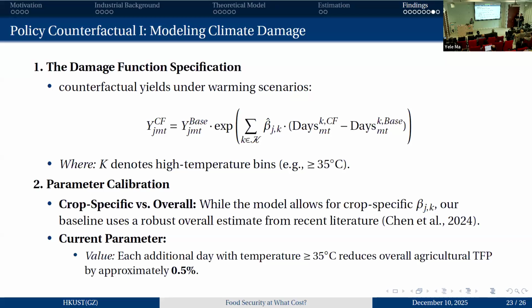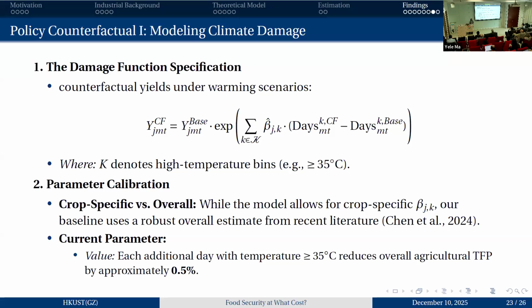Last is our policy on the practical design. We want to model the future climate damage, how they will influence the crop yield, and then influence the government subsidy. First is how we define damage from climate. Just use some literature of the damage function of climate. Just calculate the counterfactual yield under the warming scenarios. You can see it here, clicking the high temperature.